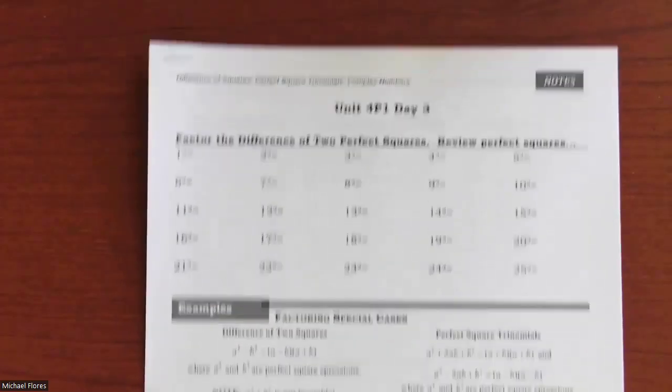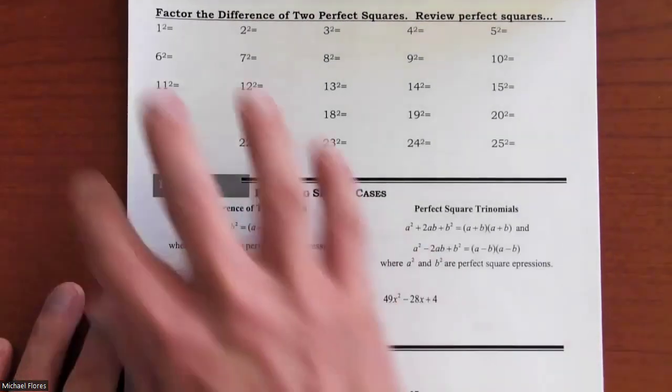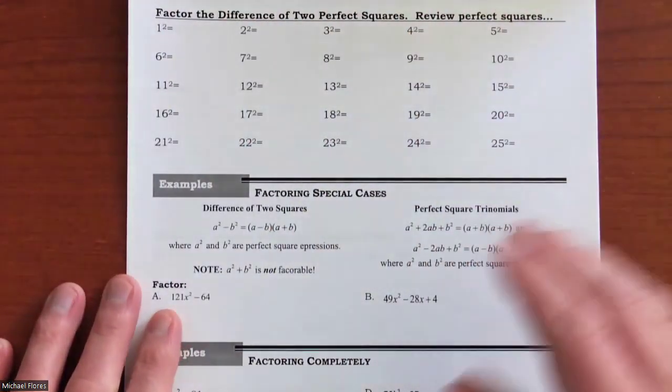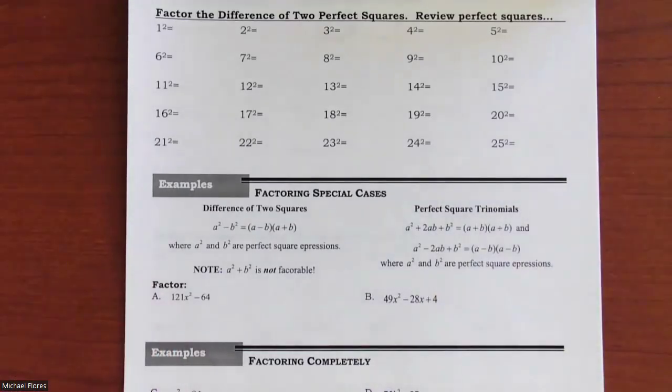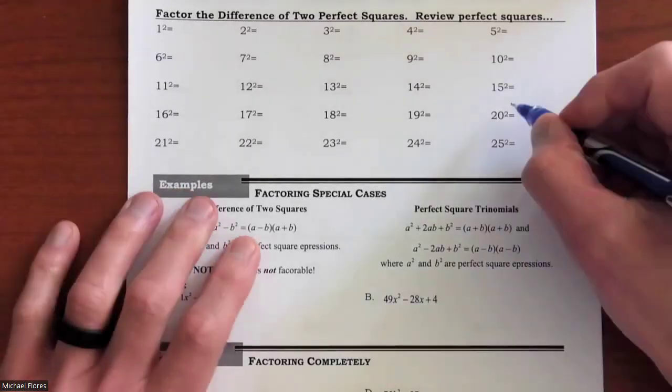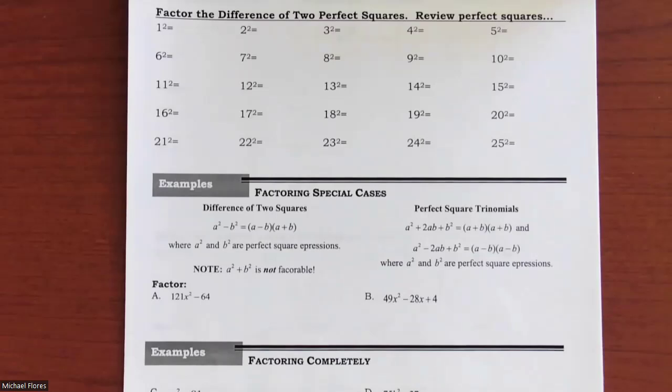Unit 4, day 3. I'm not filling all that in. If you want to fill all that in, go right ahead. Here's what I will tell you though. You're going to want to have your perfect squares memorized up to 15. It helps. You don't have to have them memorized, but it helps. It makes what we're doing today a lot easier.